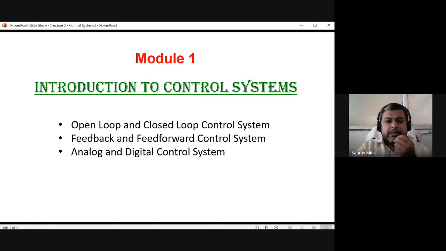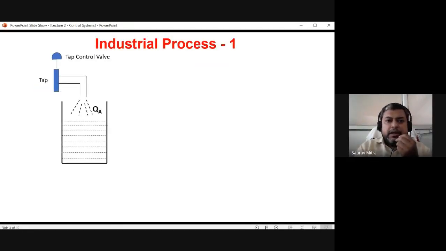So I'm starting with what is called open loop and closed loop control system. We are going to discuss 2 industrial processes. The first industrial process is very simple. We are filling up a bucket. More than an industrial process, this is a domestic process that we find. We are going to fill a bucket, and this bucket is going to be filled up with water. Now there is something called the process variable. So Q means flow.